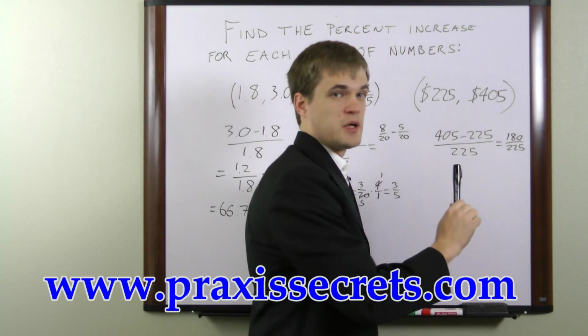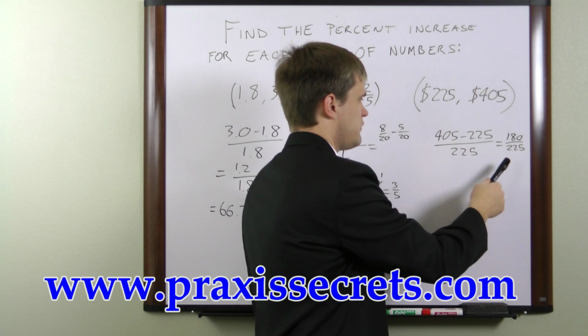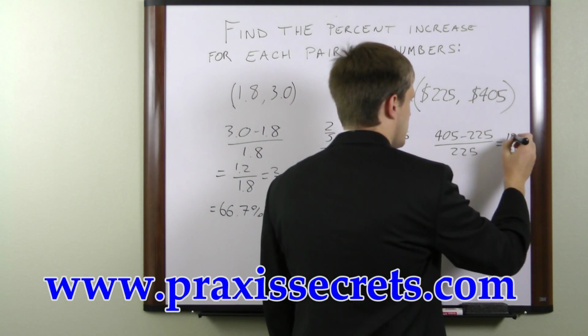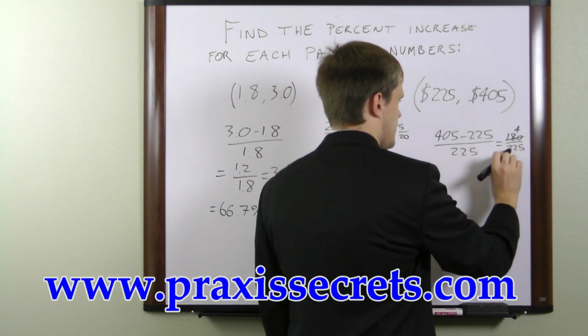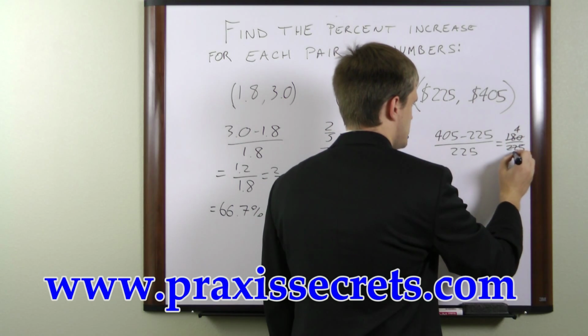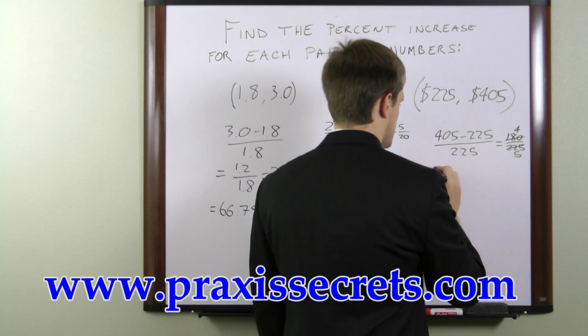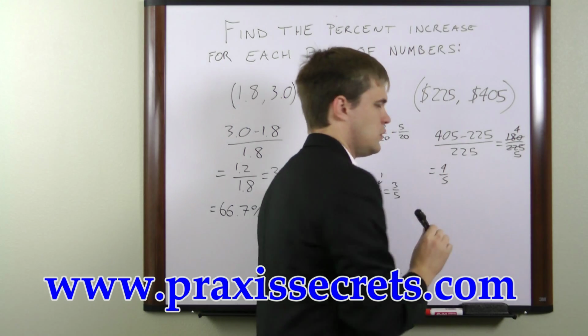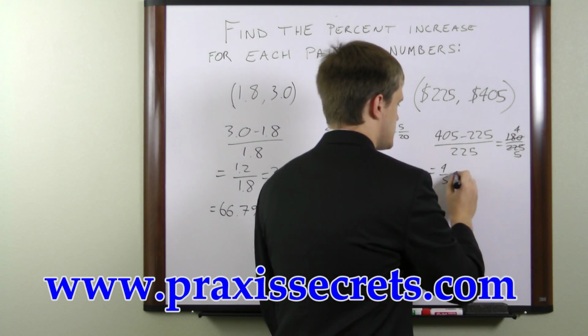Now we can reduce this by dividing top and bottom by 45. 45 goes into 180 4 times, and 45 goes into 225 5 times. So what we have is 4 over 5, or the percentage equivalent, which is 80%.